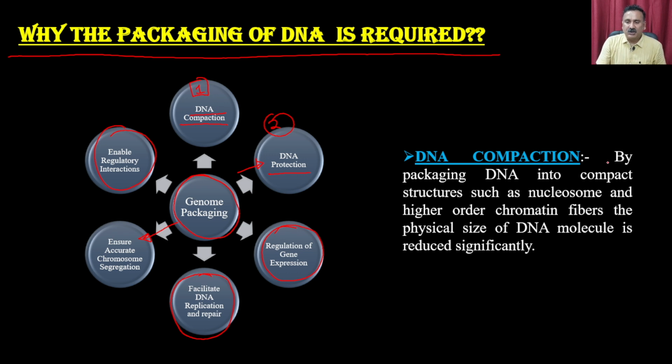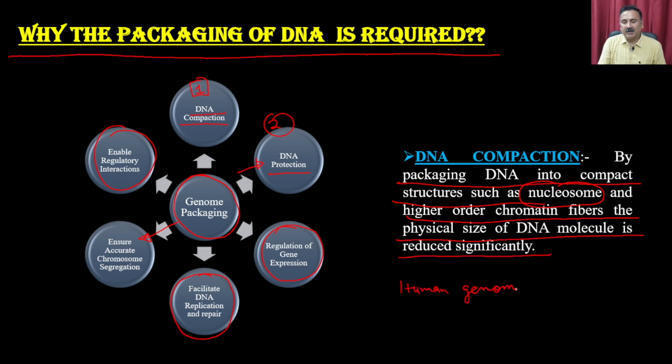DNA compaction: by packaging the DNA into compact structures such as the nucleosome and the higher order chromatin fibers, the physical size of the DNA molecule is reduced significantly. You know, for example, the human genome is approximately a 1 meter fiber, right? And you know the size of the cell, right? A cell is approximately 30 micrometers.